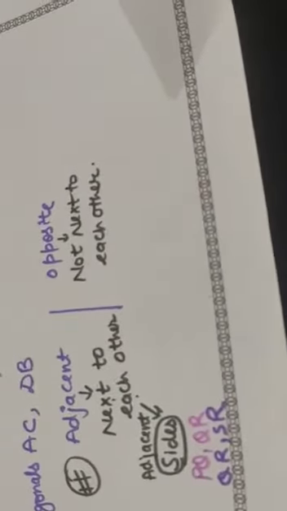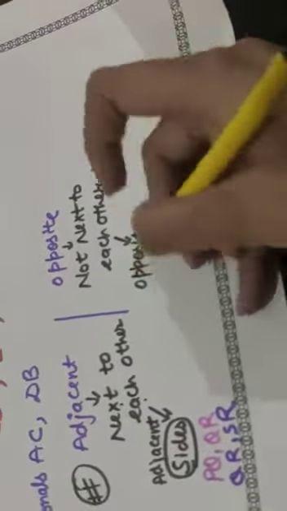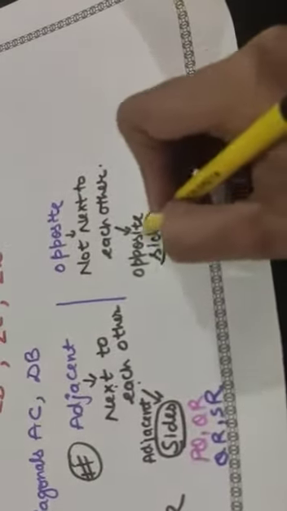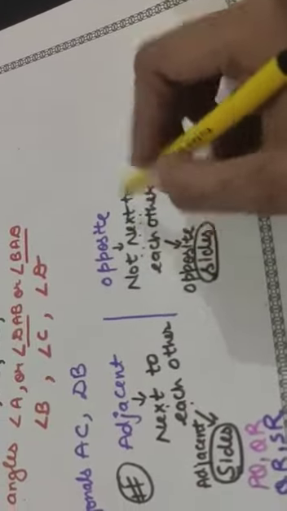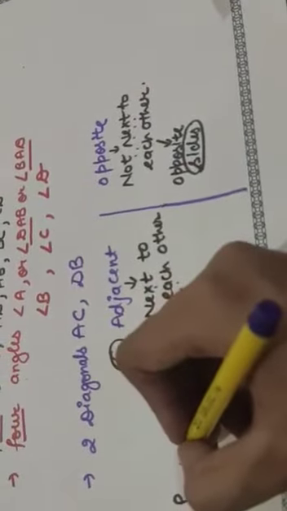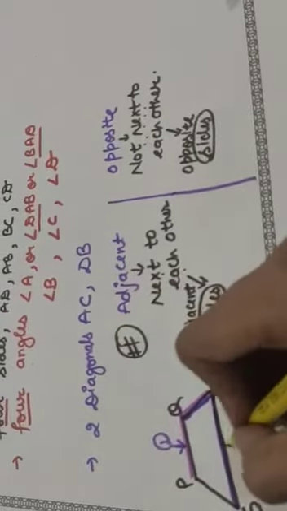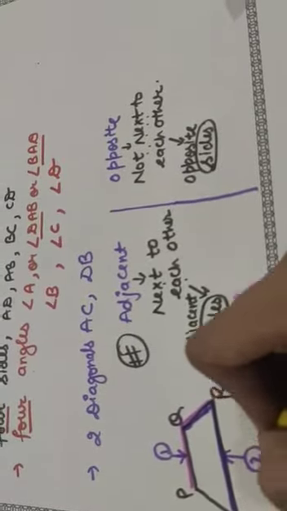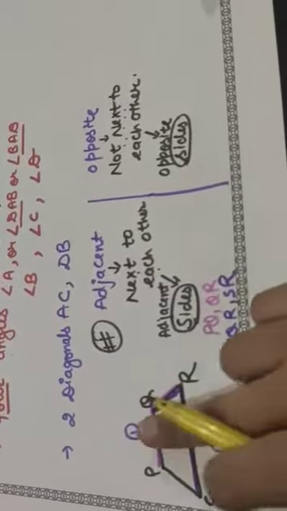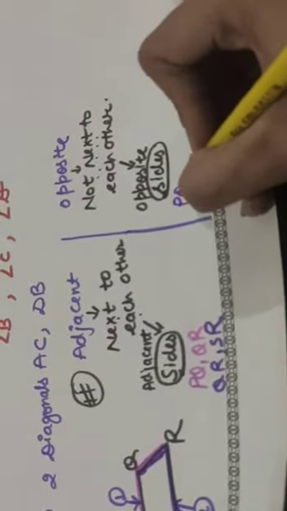Now let us look at the opposite sides in the given quadrilateral PQRS. For opposite sides, we will go with the definition, that is, sides which are not next to each other. See this line PQ and this line SR. They are not next to each other. So these two lines are opposite sides.